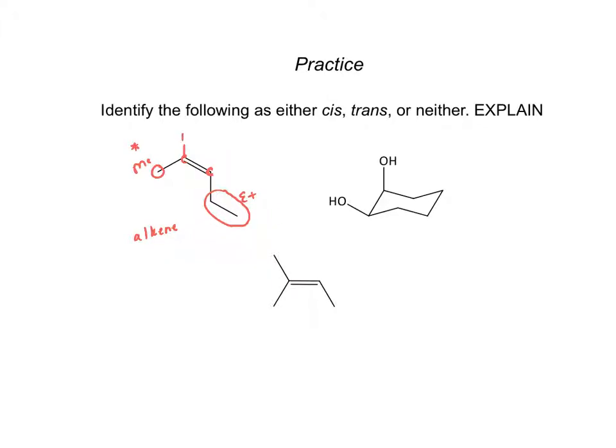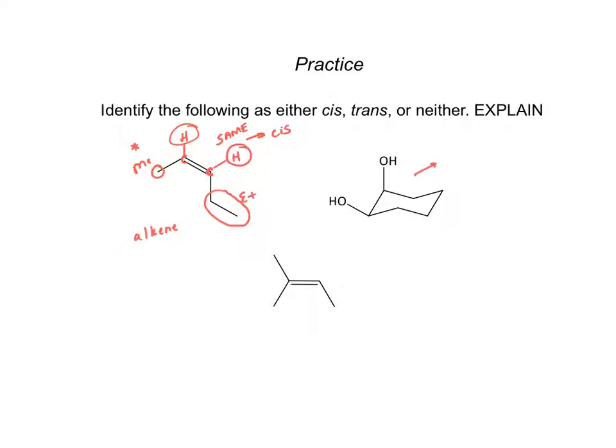Instead, the thing that is the same that we can compare are these two hydrogens, right? So we can say, where is this hydrogen on this side of the double bond relative to this hydrogen on the other side of the double bond, right? And if they're on the same side, which they are, this is the same side, then that is cis. So this would be a cis stereoisomer.